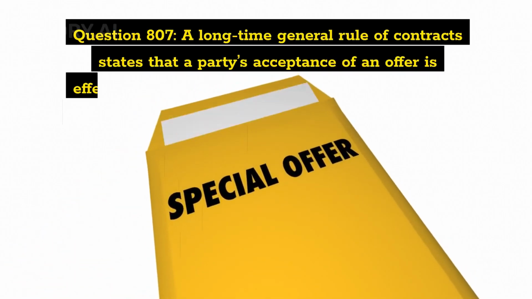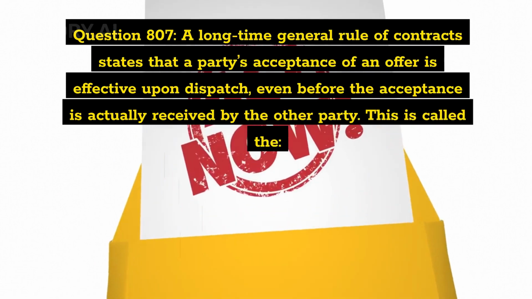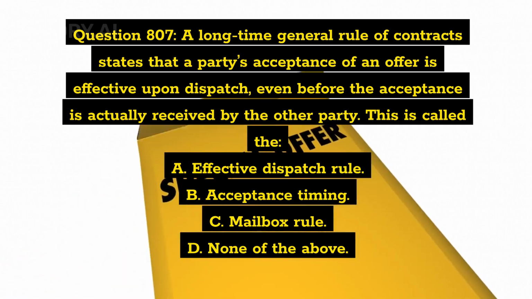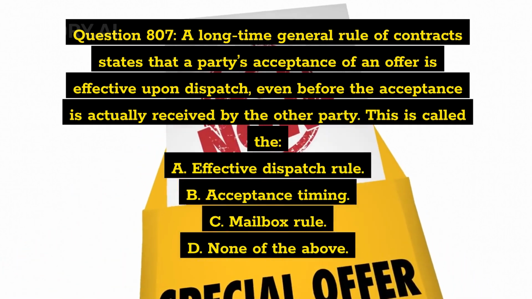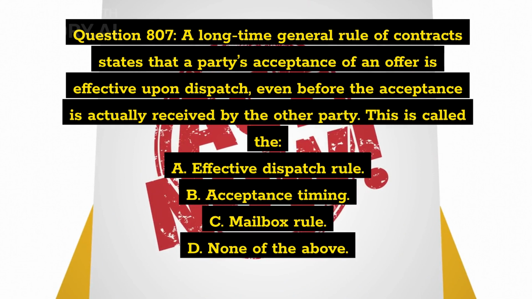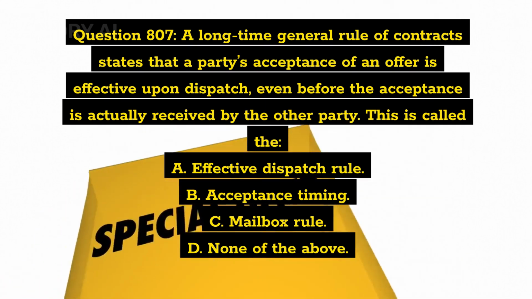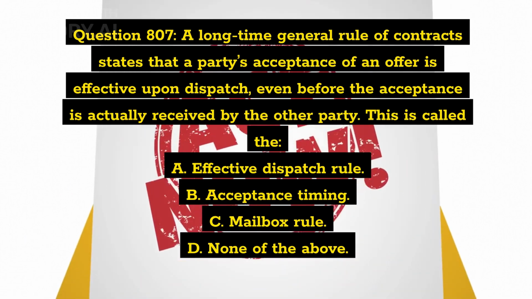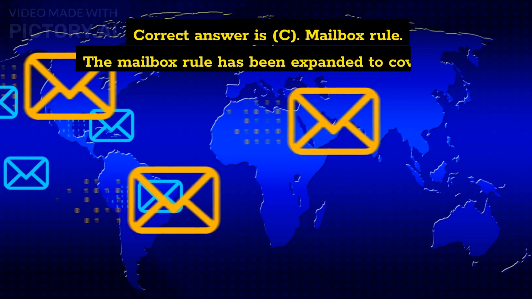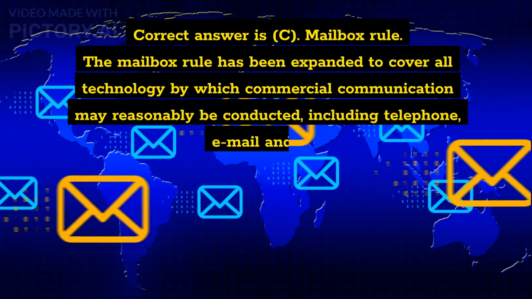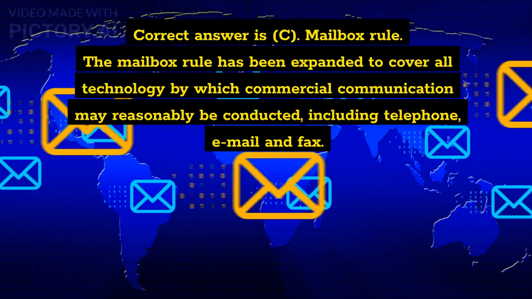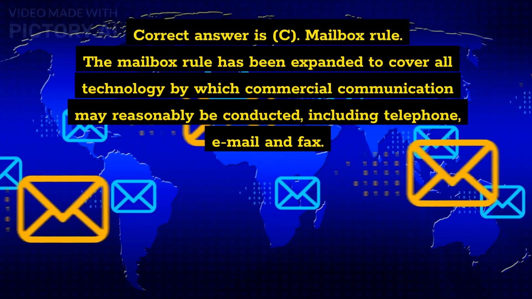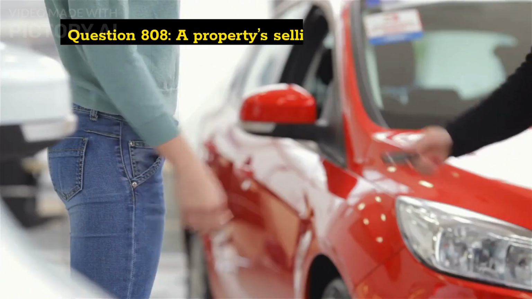Question 807. A long-time general rule of contracts states that a party's acceptance of an offer is effective upon dispatch, even before the acceptance is actually received by the other party. This is called the: A. Effective dispatch rule, B. Acceptance timing, C. Mailbox rule, D. None of the above. Correct answer is C. Mailbox rule. The mailbox rule has been expanded to cover all technology by which commercial communication may reasonably be conducted, including telephone, email and fax.